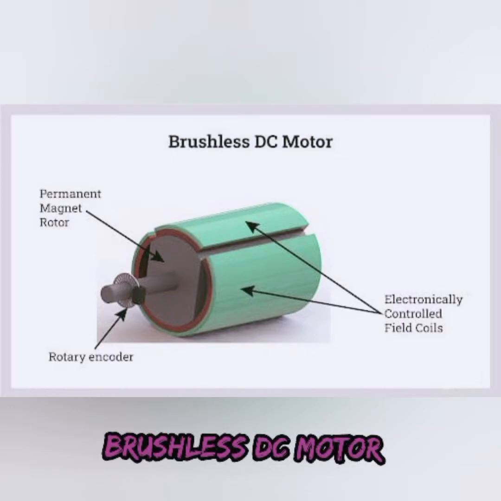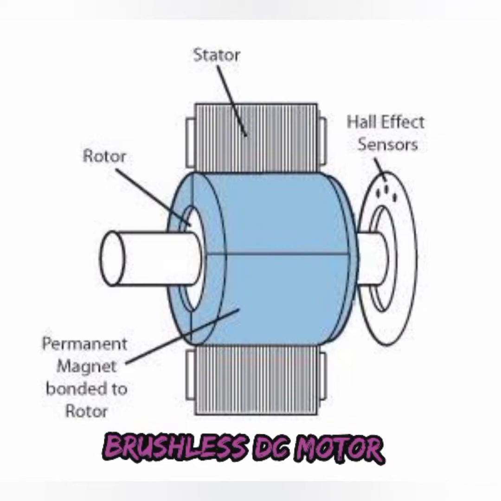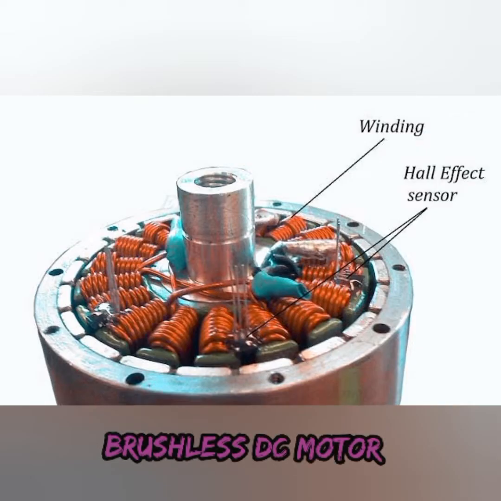Here, as I mentioned, the permanent magnet rotor is on the outside and your electronically controlled field coils, or the stator coils, are on the inside, and the rotary parts have been mentioned. This is one of the structures in which the stator is on the outside and the permanent magnet rotor is on the inside, and your Hall effect sensors, which sense the position of your rotor as per the angle requirement, will also be shown here. This is the physical structure of your brushless motors.